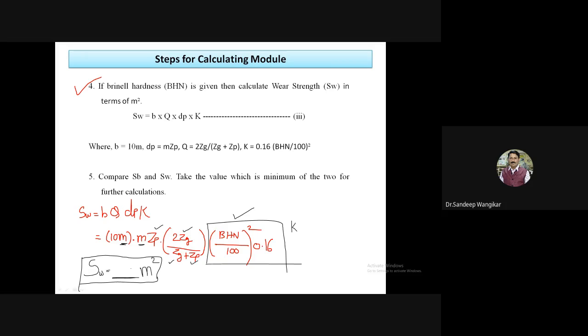So substituting all the values, once again I will repeat, B is equal to 10 times module, then dP is equal to M into ZP, Q value is twice ZG divided by ZG plus ZP, where ZG and ZP are the number of teeth for gear and pinion respectively. K is given where both the gear and pinion are made of steel material and 20-degree full depth involute system. Then in this case K is given by 0.16 into (BHN divided by 100) squared. So this value also can be calculated. If you substitute all the values, then only M square will remain as unknown. So we will get SW is equal to something into module square. This is your step number 4. By substituting all the values, we can calculate SW in terms of module square. So this is your SW.